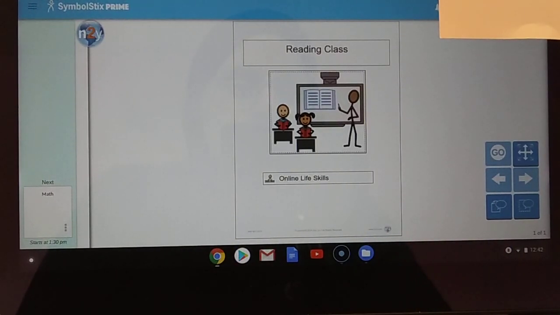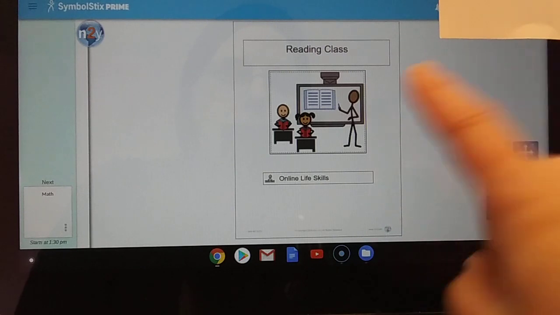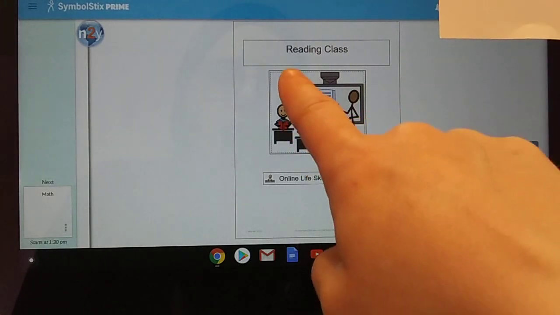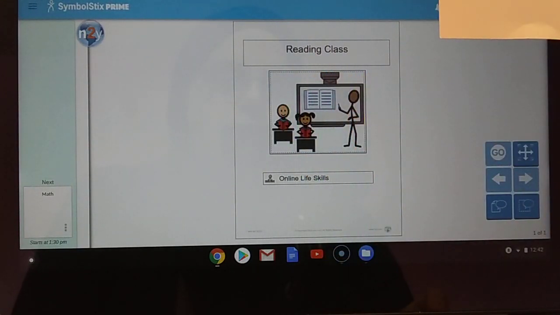Today we're going to do reading class. Up on my computer screen, I have a picture of reading class. This is the teacher. They have a book that's up on their smartboard, and the students are in their desks and they're reading. So that's what we're going to do today. We're going to work on some reading.